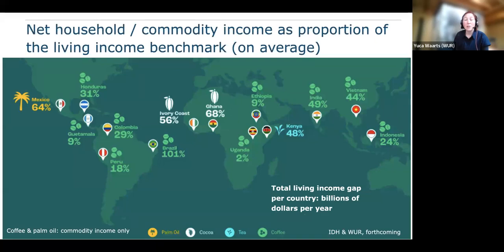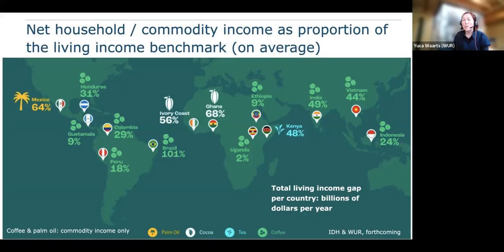As you can see here, there are quite a lot of differences in the proportion of the living income benchmark earned by the households, up to 100% in Brazil. So the average Brazilian coffee farmer actually earns 100% of the living income benchmark with coffee only. And then there are some very small numbers, where in Uganda, for instance, the Ugandan coffee farmers earn 2% of the living income benchmark with coffee. And then you see 50, 60%. So a lot of the figures, if you look at total household income, are about 50% on average. I think that's a clear thing we see.